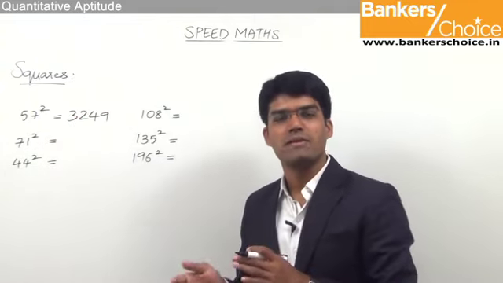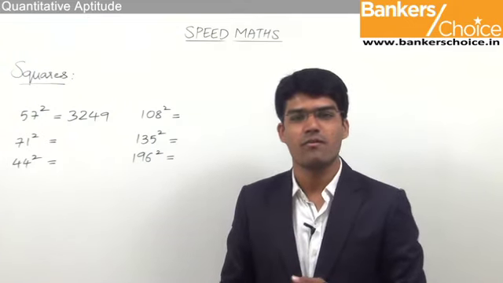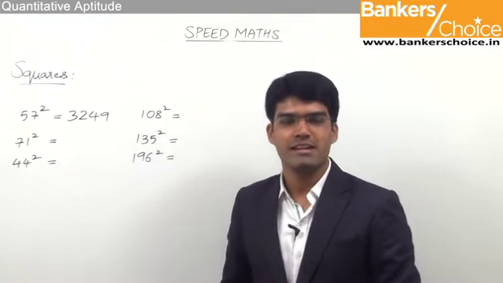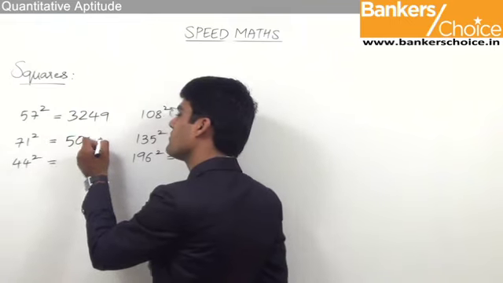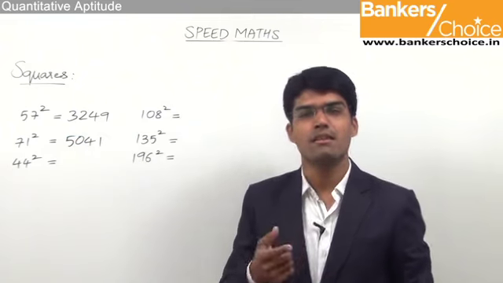71 is 50 plus 21. So 2500 plus 2100, 4600. 4600 plus 21 square is 441. 4600 plus 441 will be 5041. So this is 5041. 44 square, 50 minus 6 whole square.